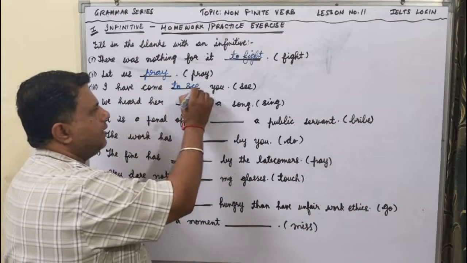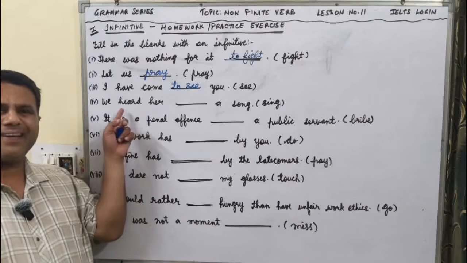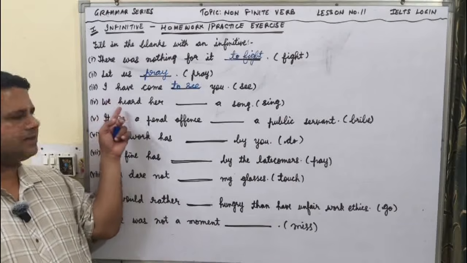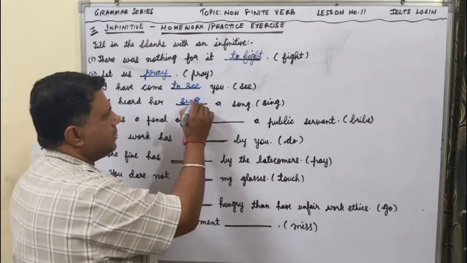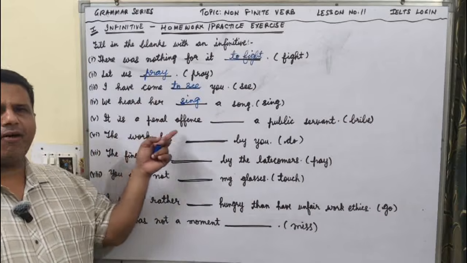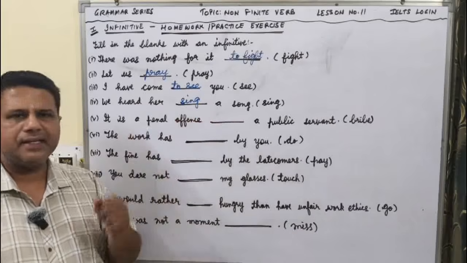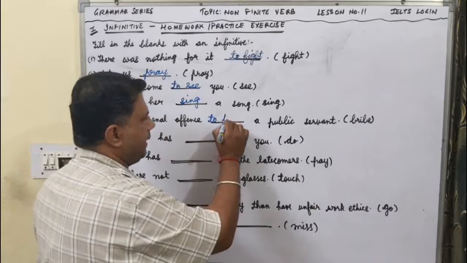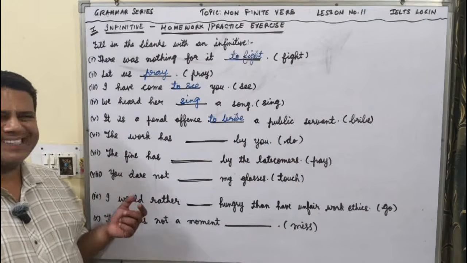To infinitive active form. We heard her dash a song. After the verb, special verbs like hear and let, we always use bare infinitive. So what will be the answer? Sing a song. We heard her sing a song. It is a penal offense, it is a crime, it is a penal offense dash a public servant. So it is also an active sentence. So it will be to bribe. It is a penal offense to bribe a public servant.